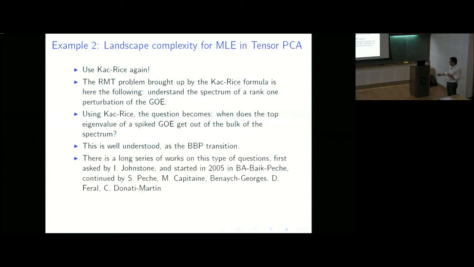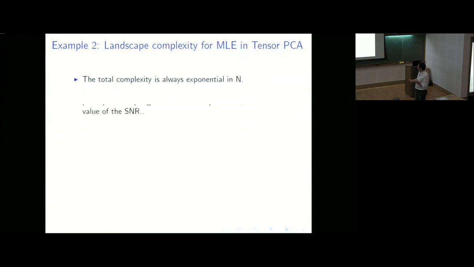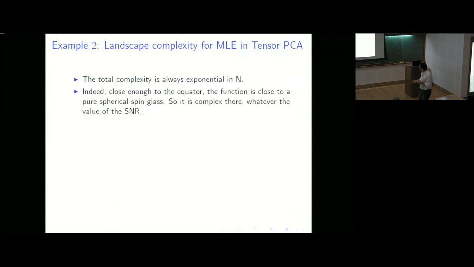And there's a long series of work. The question was first asked by Iain Johnstone from Stanford. It started in this paper with Baik and Péché, and it has been continued to serious depth. But the important result we need here is a result of 2007 by Mylène Maïda, who was then a student of Alice Guionnet, which gives a large deviation principle for the top eigenvalue of such a spiked thing. This is what you need. So when you put all that together, you can find the result.